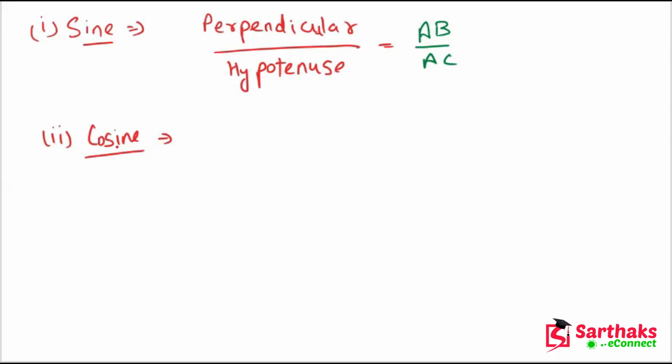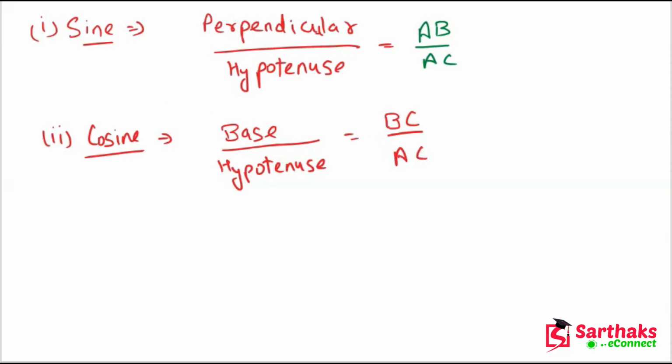Now what is cosine? The cosine of an angle is defined as the ratio of the side adjacent to the hypotenuse, means base upon hypotenuse. What is base? Base is BC and the same hypotenuse we have, AC. So this is our cosine ratio.